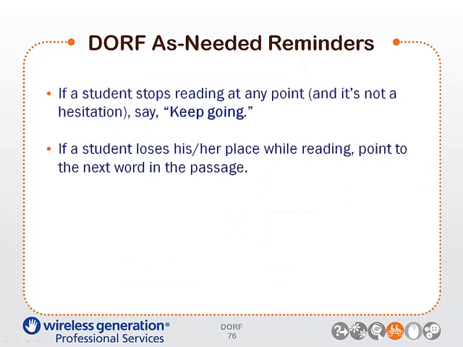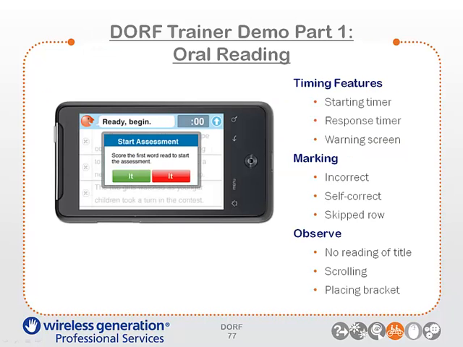These are your as-needed reminders for the oral reading fluency component of DORF. You can save these reminders whenever needed. If a student stops reading at any point and it's not a hesitation, say keep going. If a student loses his or her place while reading, point to the next word on the passage. Please take a moment and watch as I demonstrate some of the key features of the assessment.